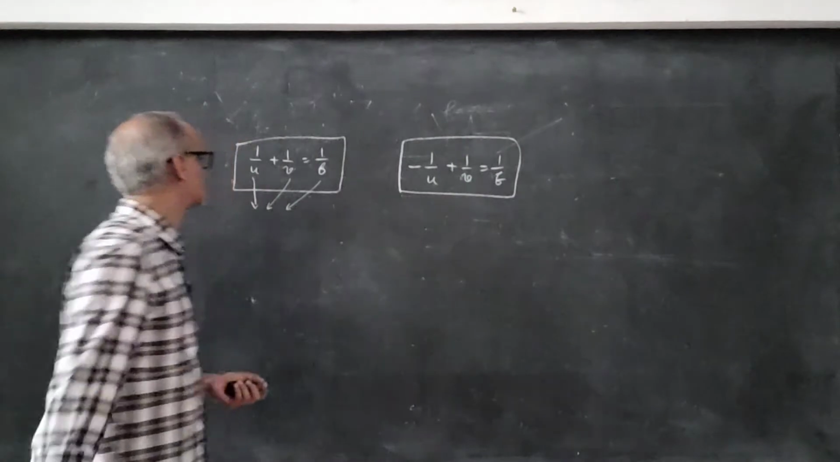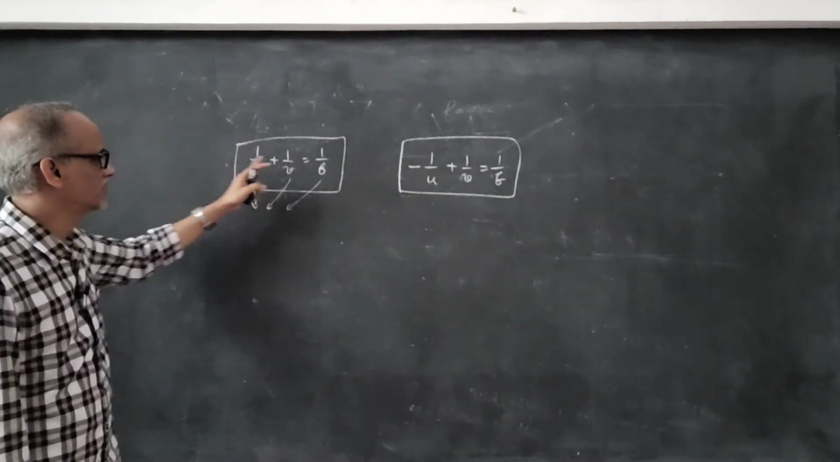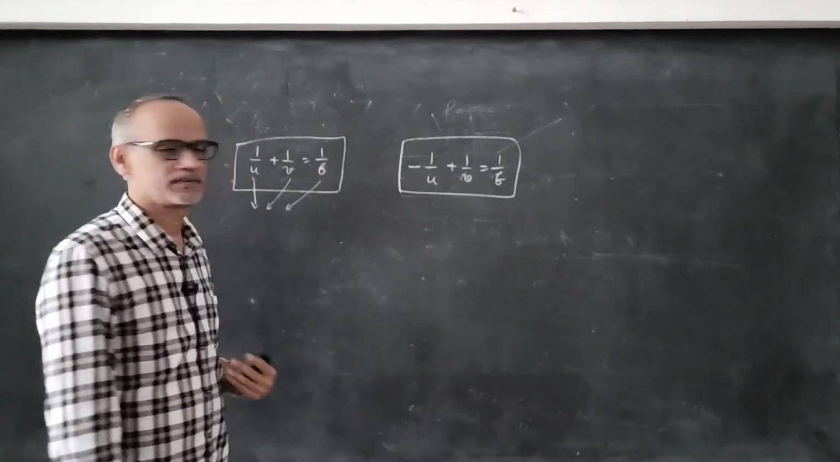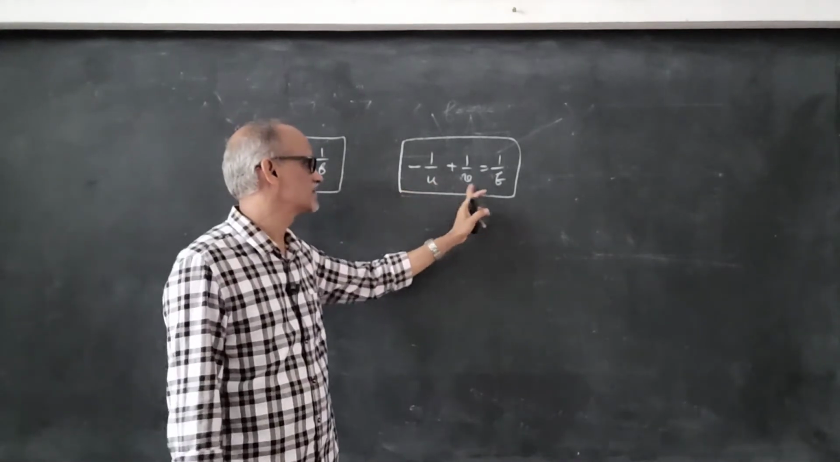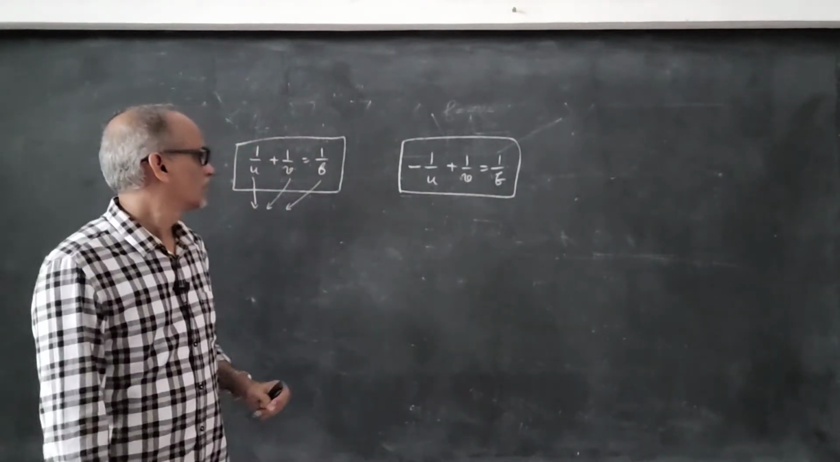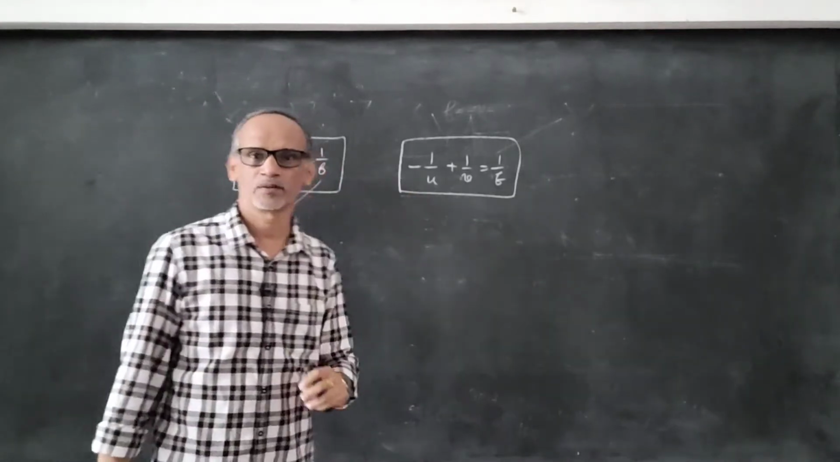The sign that we need to change here is for the object. So here it's a plus, here it is a minus. Minus 1 by u plus 1 by v is equal to 1 by f. Object distance, image distance and focal length. So this is called the mirror formula, and this is called the lens formula.